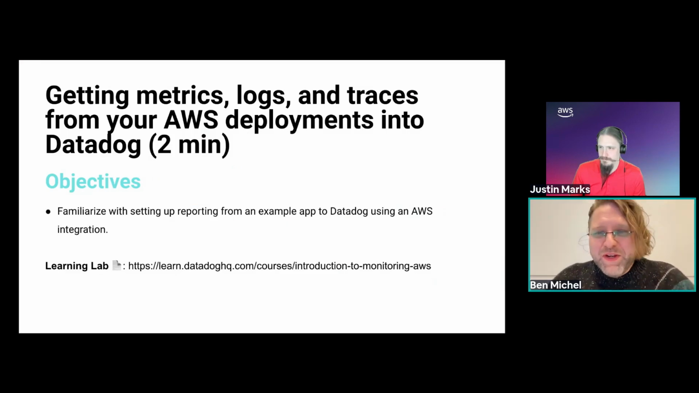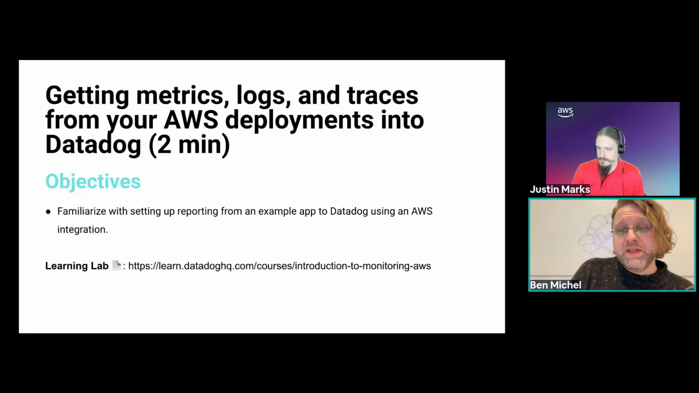So to kick things off, we're going to walk you through what it looks like to funnel metrics, logs, and traces from an AWS deployment into Datadog. To do that, I'll briefly be referencing a Learning Lab environment that provisions an example e-commerce app, which is exciting because you can use it after our time together today. I'm going to use it to help you have a hands-on way to try out configuring an app for reporting and using the AWS integration to start getting this into one place.